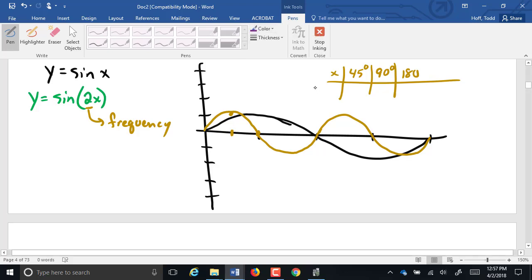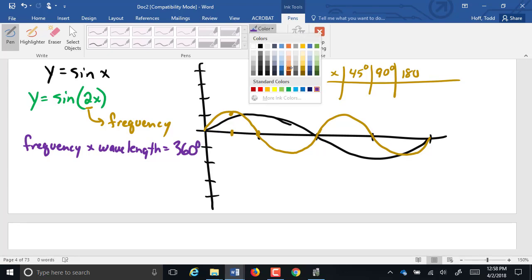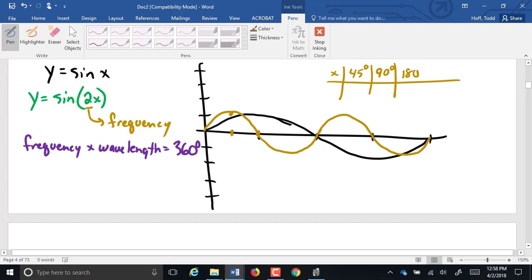There's a relationship between the frequency and the wavelength. The frequency times the wavelength equals 360 degrees. So if this has a frequency of 2, the wavelength is going to be 180. Makes sense. Wavelength is right here. That would be one complete wave. That is only 180 degrees.